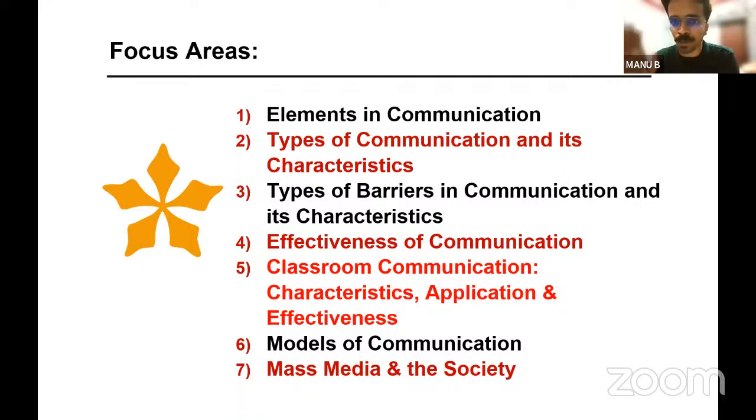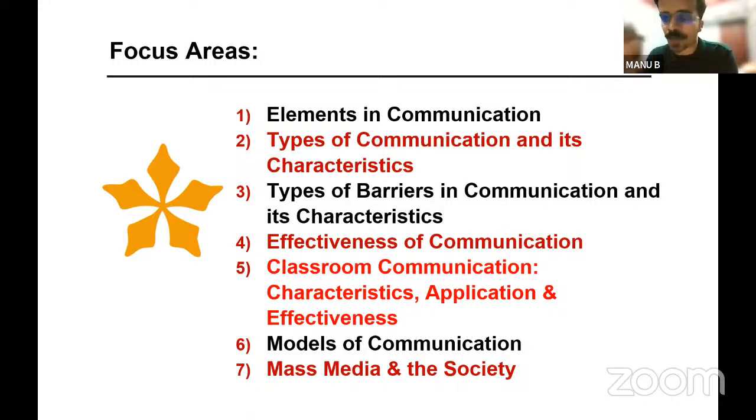In Unit 4, you have to look at the elements in communication, the types of communication and its characteristics, then barriers in communication. The elements of communication include sender, receiver, and such. Types of communication, we talk about more than 12 types. Barriers in communication are the hurdles and interferences that we encounter during the communication process, which we will talk about in a concise form.